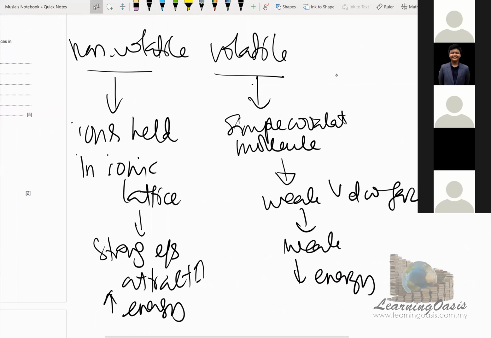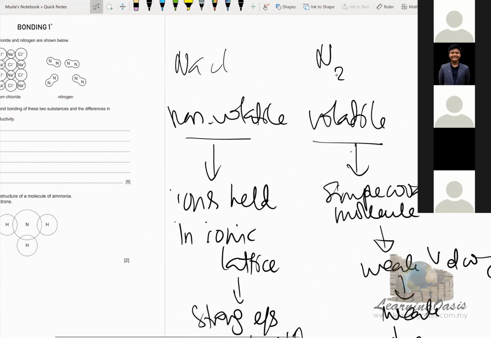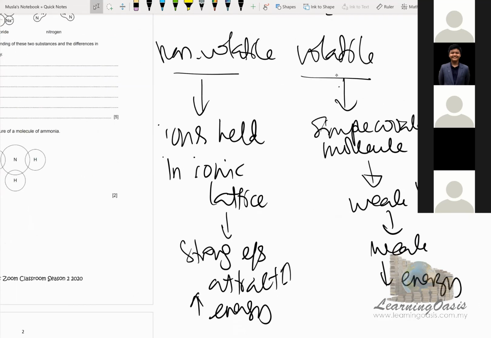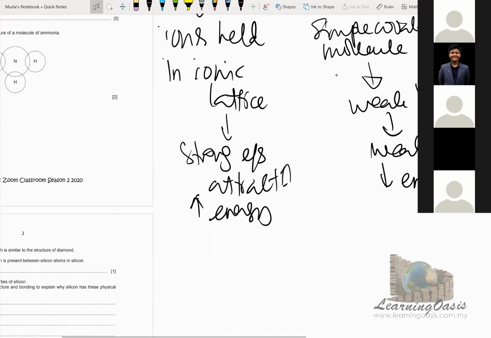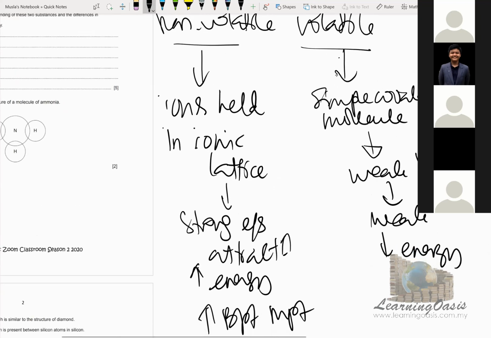Okay, so first you mentioned, because it says here volatility. So you mentioned sodium chloride is non-volatile. Nitrogen is volatile. So now you explain why. In sodium chloride, the ions are held in an ionic lattice with strong electrostatic attraction that requires a lot of energy to overcome. Therefore, high melting and boiling point. But nitrogen is volatile.